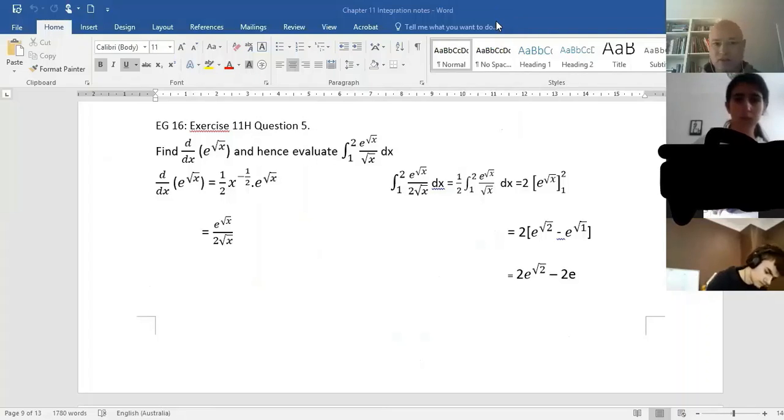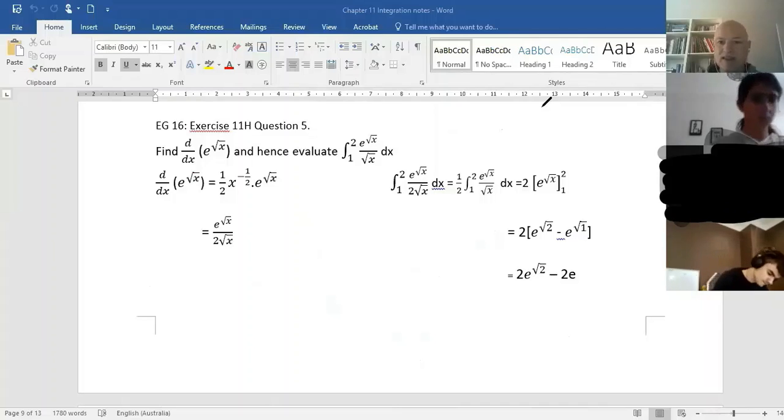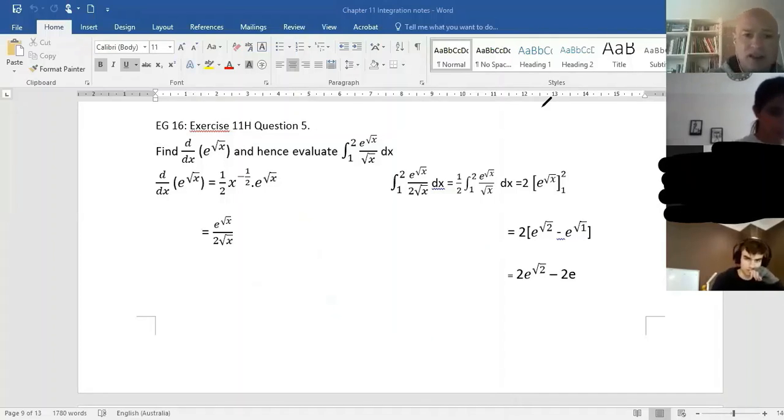All right, this is question 5 from the exercise. It says find d dx, so the derivative, of e to the square root of x, and hence evaluate the integral from 1 to 2 of this function. And hence means use that answer. So let's do the derivative first. Differentiating this, that's what it's asking us to do.